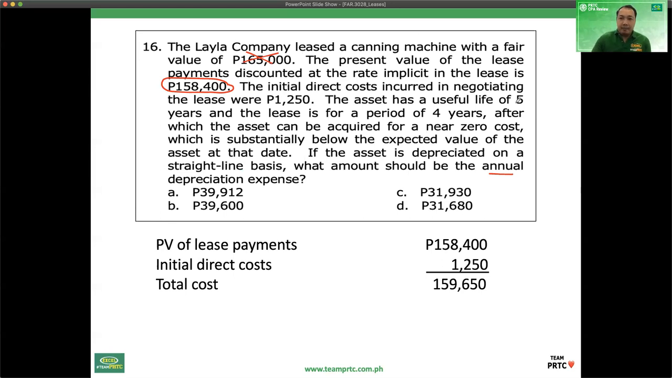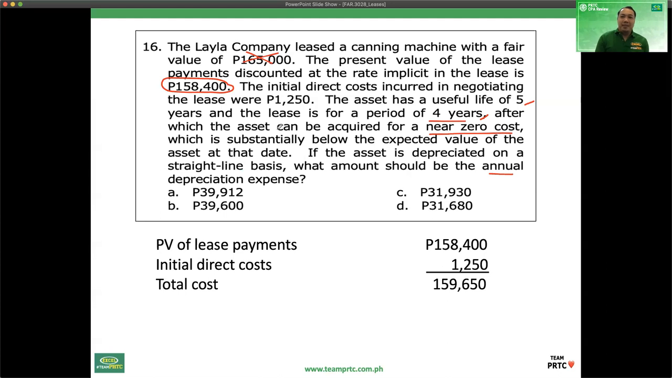Now, the useful life is 5 years. The lease term is 4. So, yun ang issue ngayon. Okay? Divide by 5 or divide by 4. Again, depende yan whether the lessee eventually will become the owner or not. Now, after 4 years daw, the asset can be acquired for a near zero cost. Magkano yung near zero? Let's say, 1 peso.